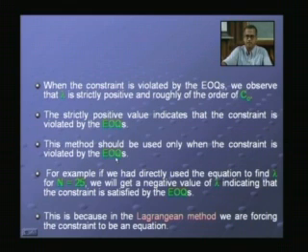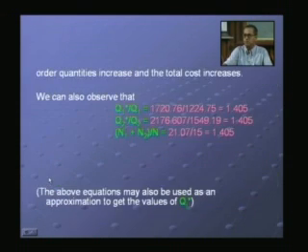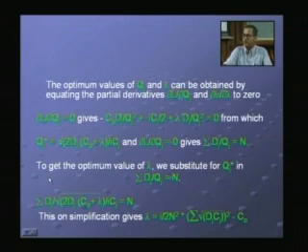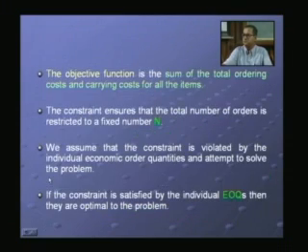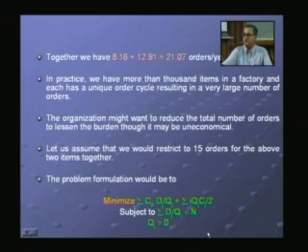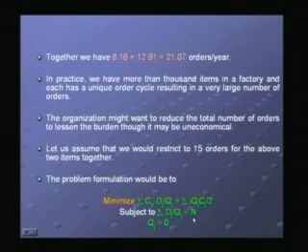We have already seen that. For example, if we had directly used the equation to find lambda for n equal to 25, we would get a negative value of lambda. We had already seen that it is a less than or equal to condition. In case instead of 21.07 we said 25, we will be happy to order the EOQs and the constraint is satisfied. So, we should use this model only when this constraint is violated by the economic order quantity.